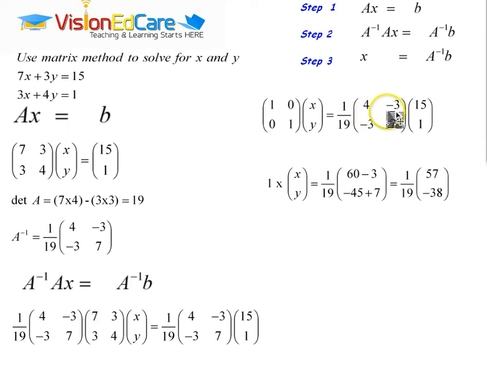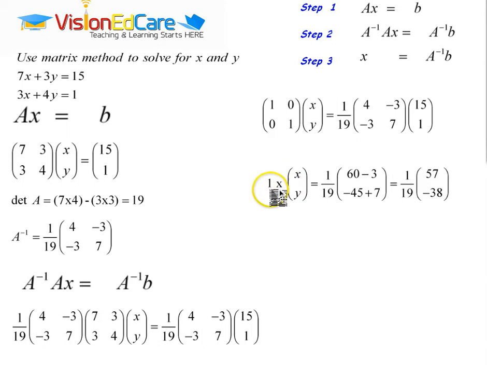So the first row here is 4, minus 3, times the column 15, 1. So 15 times 4 gives us 60, and then minus 3 times 1 gives us minus 3. So it's 60 minus 3 there, and that gives us 57. And then we multiply the second row by the column here. So 15 times minus 3, that's minus 45, plus 7 times 1. So minus 45 plus 7 gives us minus 38, and one over 19 of this is just a fraction. One over 19 of 57 would give us 3.